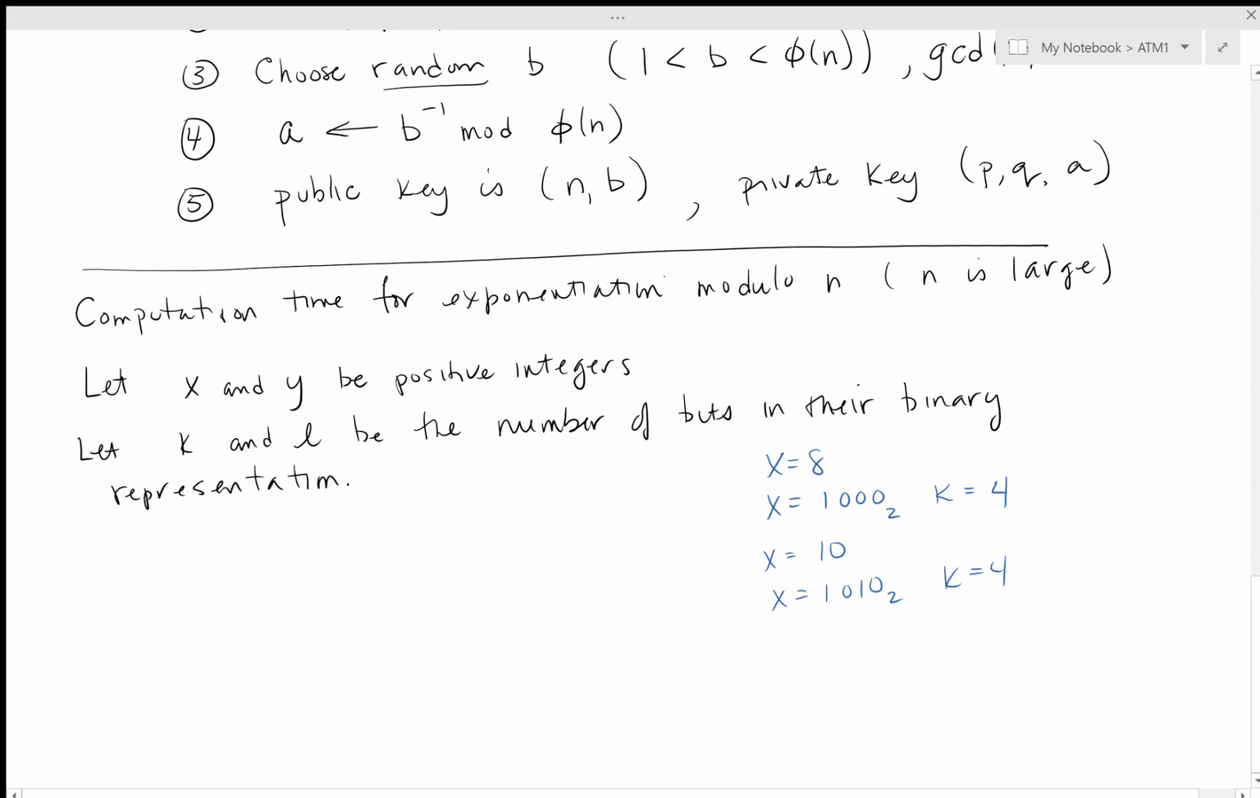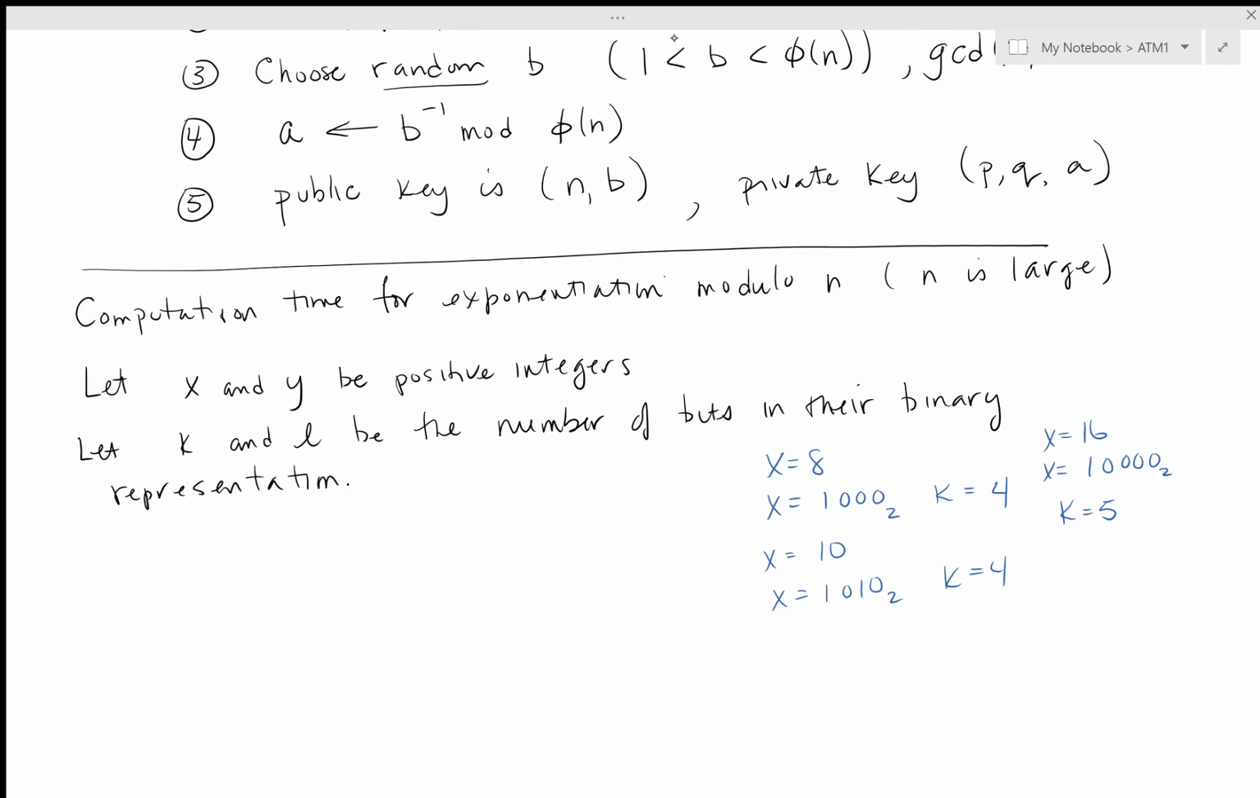However, if x goes to, say, 16, then I will have 1, 0, 0, 0, 0 base 2, and k would then be 5. So I'm wondering, how do I calculate that value k, given that I know the value of x? Stop the video, see if you can figure that out, and then turn it back on and see.